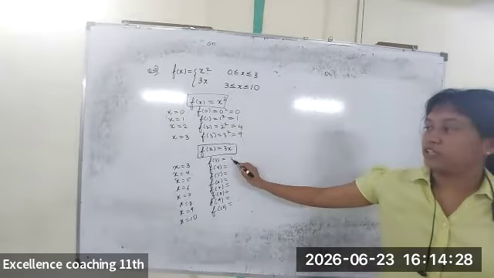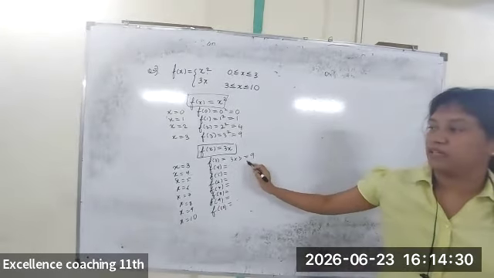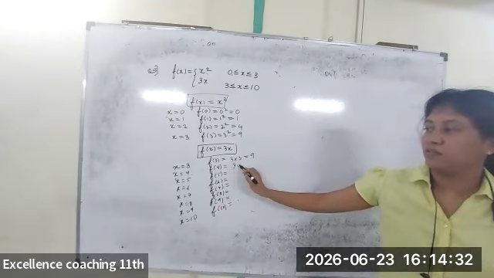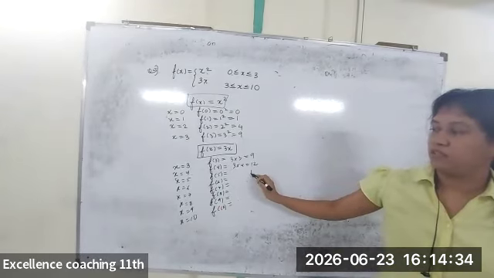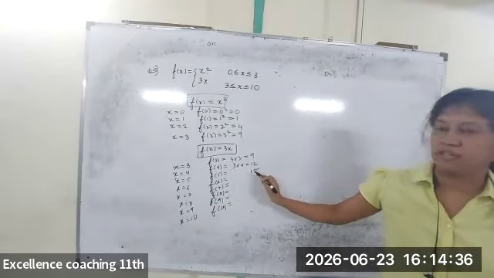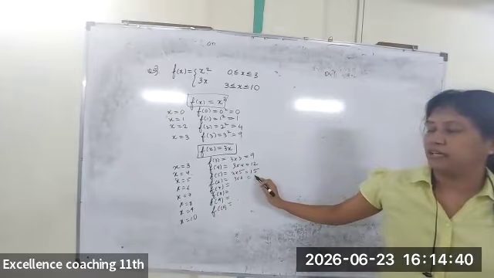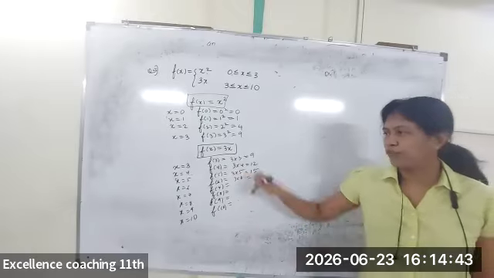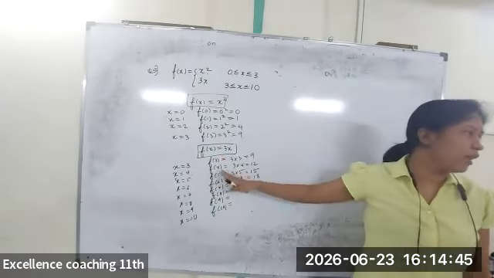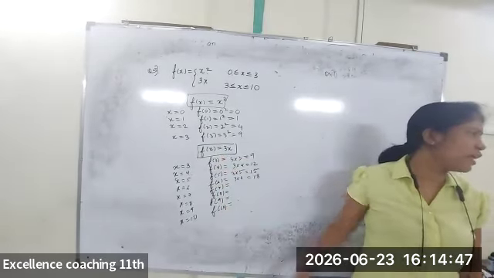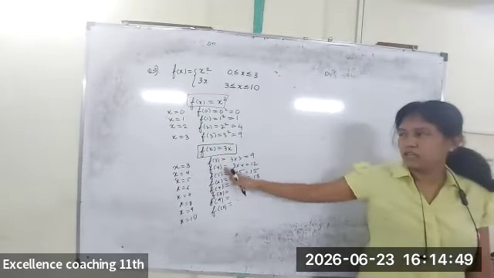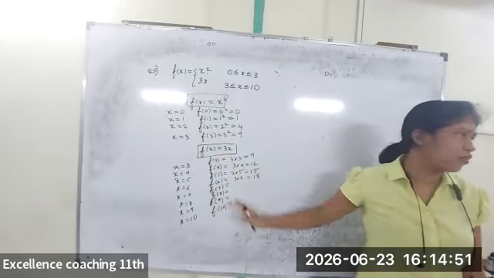So how much will we get here? 3 into 3, which will be 9. 12. So this will be 3 into 5, 15. 3 into 6, 18, sorry. Or if you want to avoid the calculations, you can directly also write the answer. This is not required as such, the calculation part.